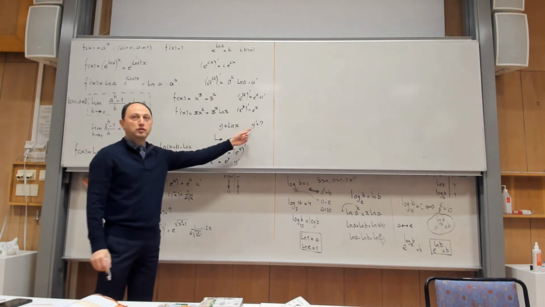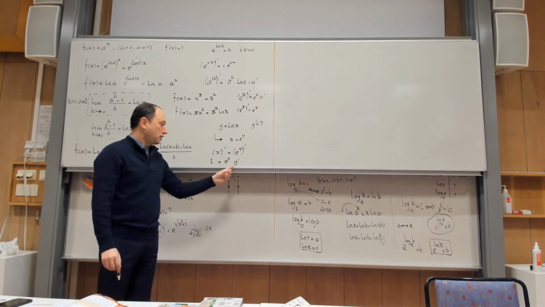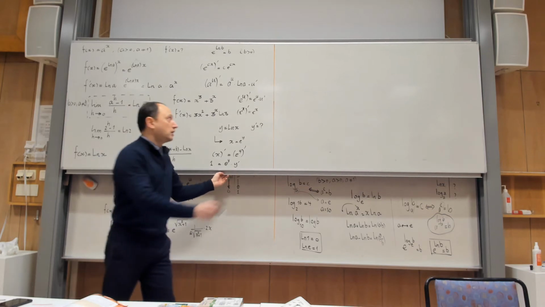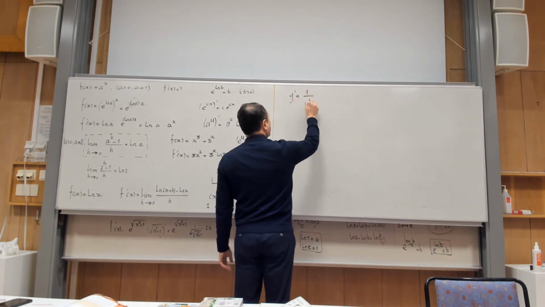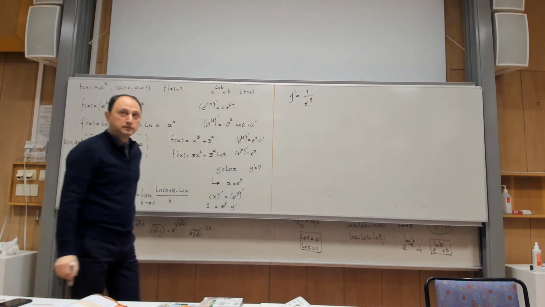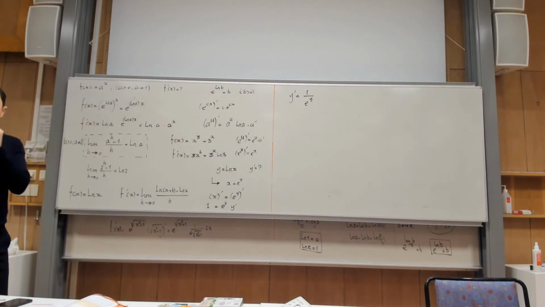But I am looking for y prime. So y prime is found here now. Yes, y prime is equal to 1 over e to the power of y. But that is not a good formula. Why?